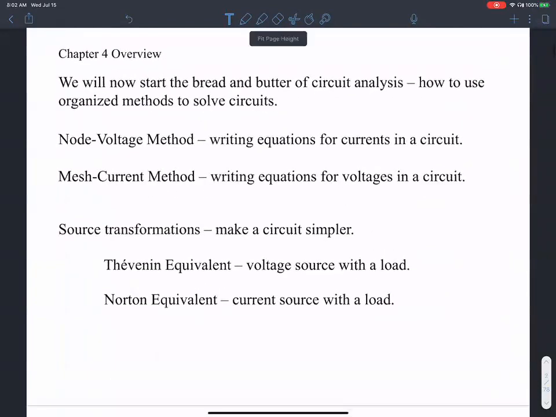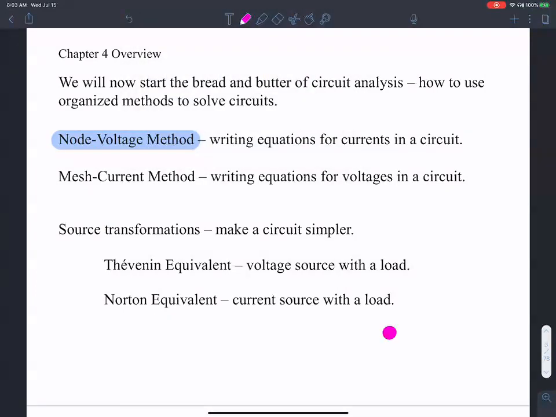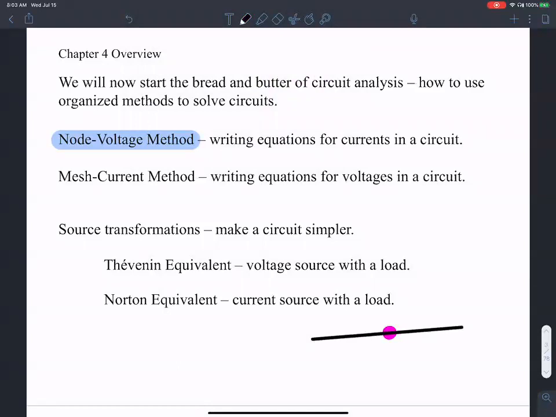Okay, the node voltage method is a handy technique when you're trying to solve for different voltages and currents. Okay, you look at different nodes in a circuit. A node is nothing but a point where more than one branch meets. Okay, if there are three branches meeting, that meeting point, that intersection, is called a node.